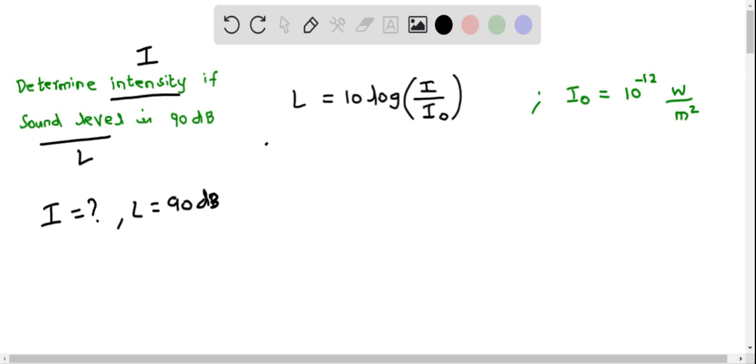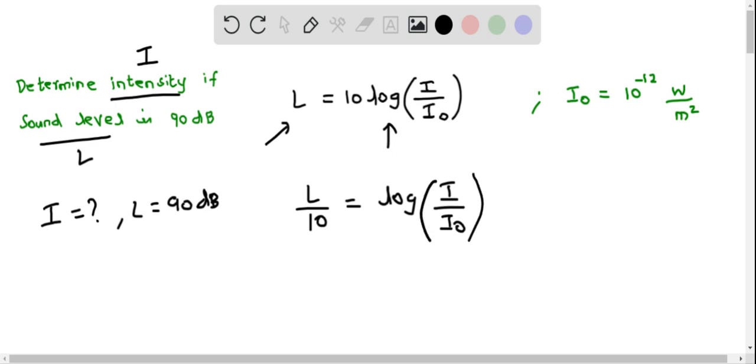So for that, we will utilize this expression for the loudness and solve for I first. And we see that we have a log here. So this is basically a log to the base 10, which means we have to take the exponential, we have to write down this in the exponential form. So first I'm going to divide both sides by 10. So when I do that, I get L over 10, and this equals log of I over I naught.